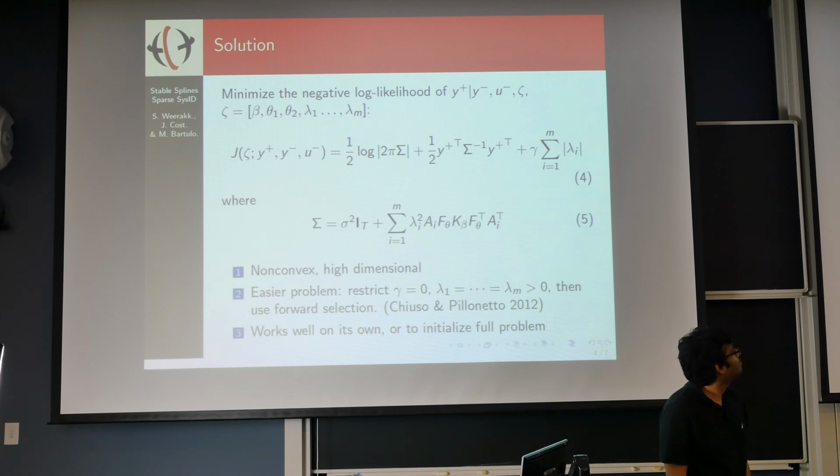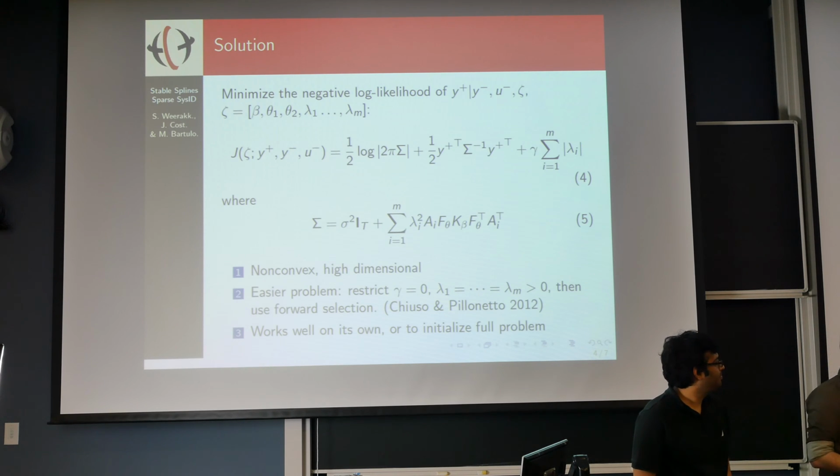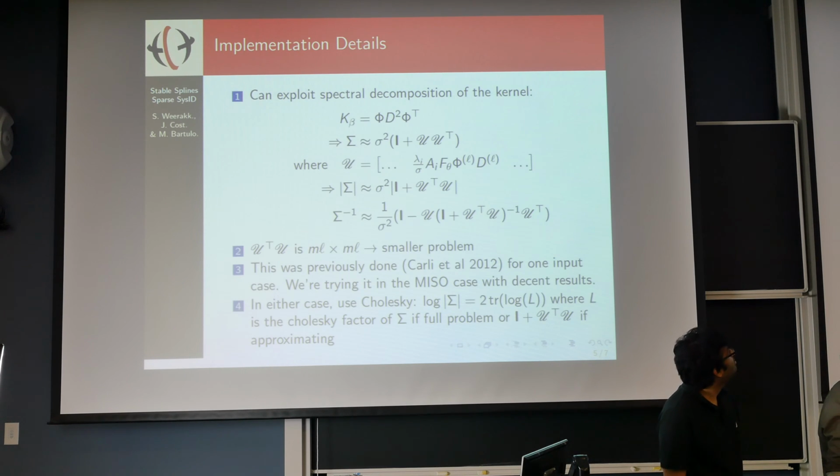And it's non-convex, it's high dimensional, but they had good luck with it. I don't know, they must have run it for like 3 weeks, but they had good results with it. They also have an easier problem. You restrict that all the lambda i's are the same, and then you use forward selection to select which of the lambda i's are greater than 0. And that works well on its own, but also works as a good starting point for the full problem.